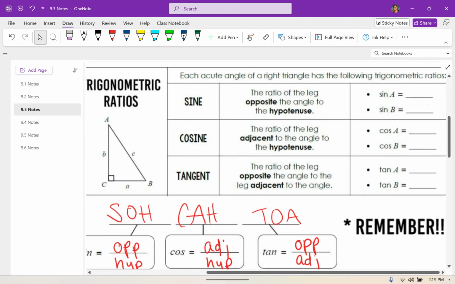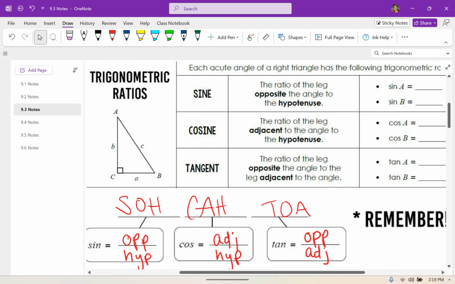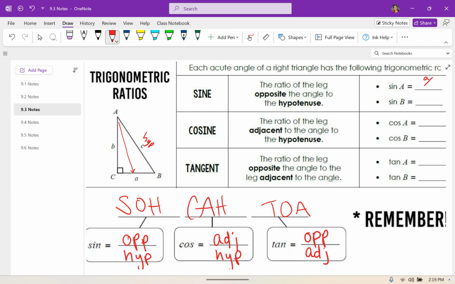Now we can do the trig functions for no numbers. I think that it's easier to do it with numbers than without numbers. So sine of A is opposite over hypotenuse. So sine of A is A over C. If we're doing sine of B, I'm starting at angle B, that would be opposite over hypotenuse. So that would be B over C. See how it changes based on the angle?